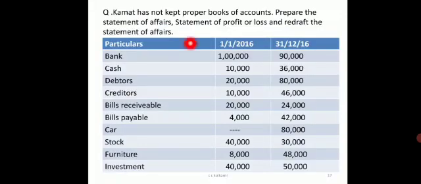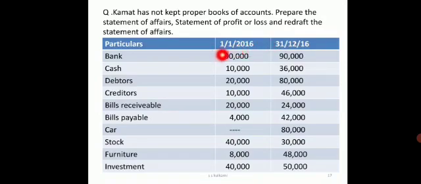Now we'll see one problem on how we can prepare. Kamath has not kept his books of accounts, so we are going to prepare a revised statement of affairs and the statement of profit and loss. We have the opening balance and the closing balance. The year begins on 1/1/2016 and ends on 31st December 2016.